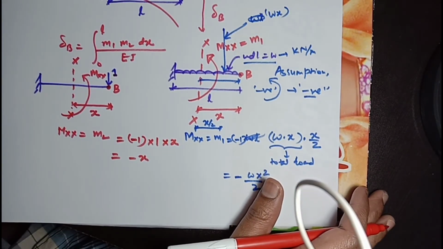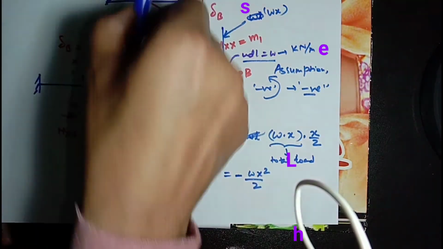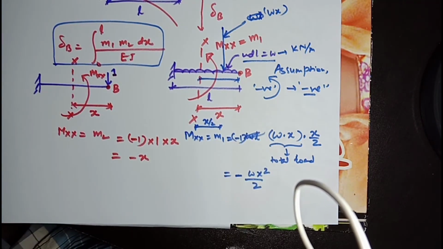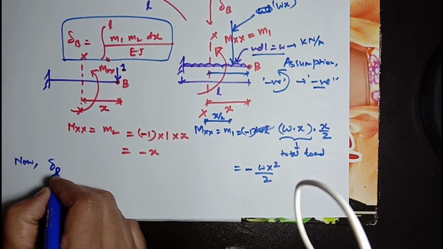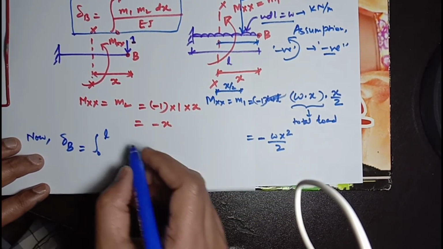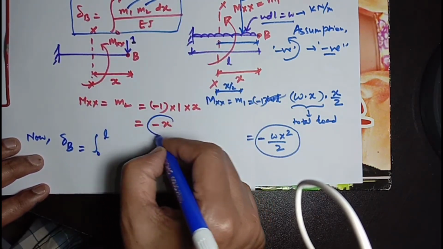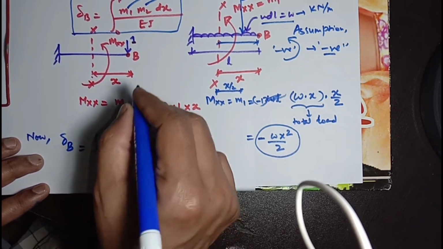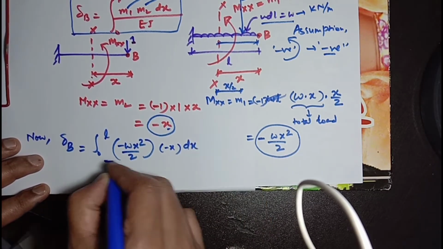Now we need to put the values of M1 and M2 in the expression, so that we will find the deflection delta B. Now delta B will be integral 0 to L. In place of M1 we will put this one, minus WX square divided by 2, and in place of M2 it will be minus X, dx divided by EI.